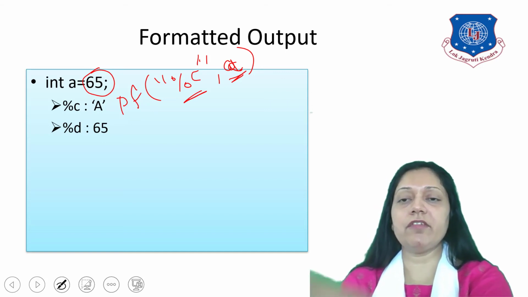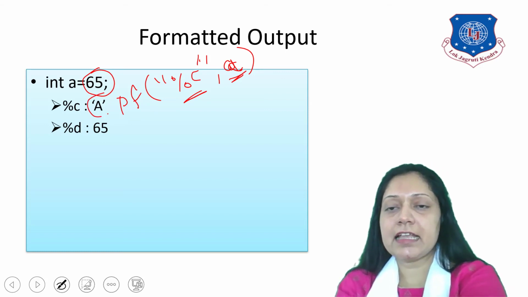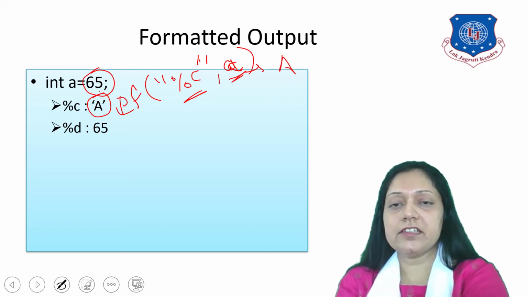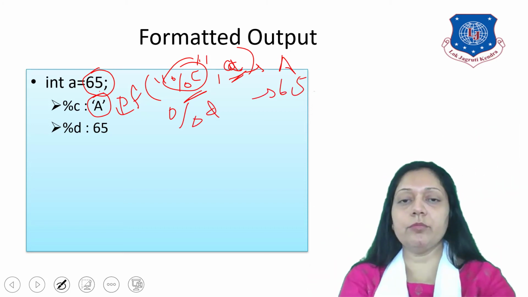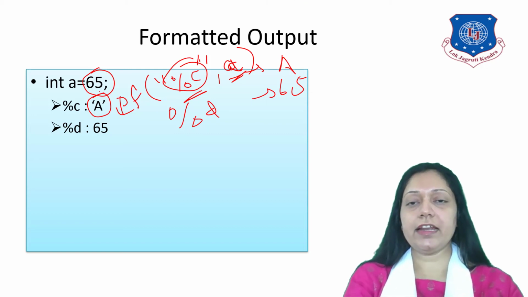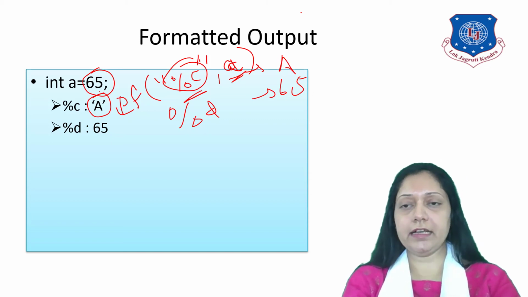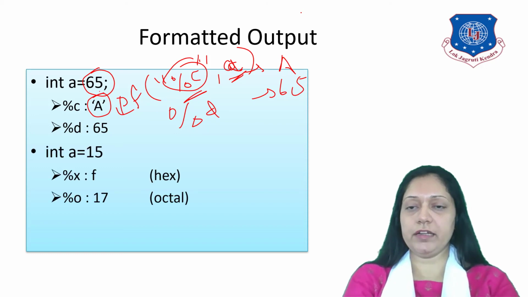So this 65 will be taken as an ASCII value. Capital A has the ASCII value of 65, so A would be displayed onto the screen. You will get the output as A. But if I write %d instead of %c, then I'll get the output as 65 only. The number would be displayed. But if I write %c, the 65 will be taken as an ASCII value and its respective character would be displayed. If I write a is equal to 66, then capital B would be displayed.